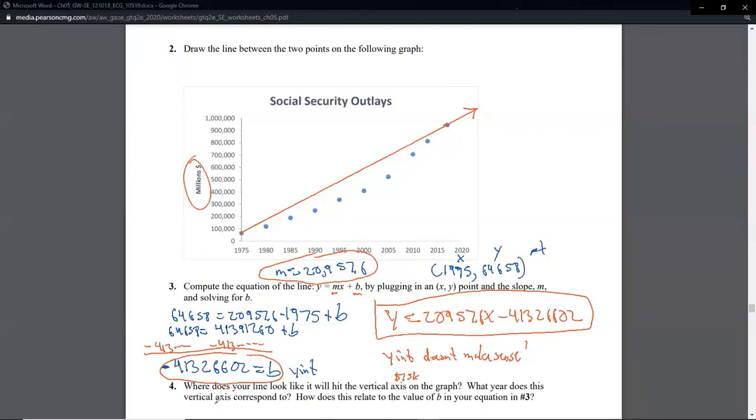What year does this vertical axis correspond to? Again, while not a true y-axis, it represents the year 1975. I'm just skipping writing sentences. How does this relate to the value of B in your equation? Well, it doesn't. It's not B. It's not the y-intercept because the y-intercept is supposed to represent year 0, whereas this represents the year 1975. So what I'd like to do really quickly is show you what this line would actually look like. So if we have, and that's going to be a terrible way of doing it.